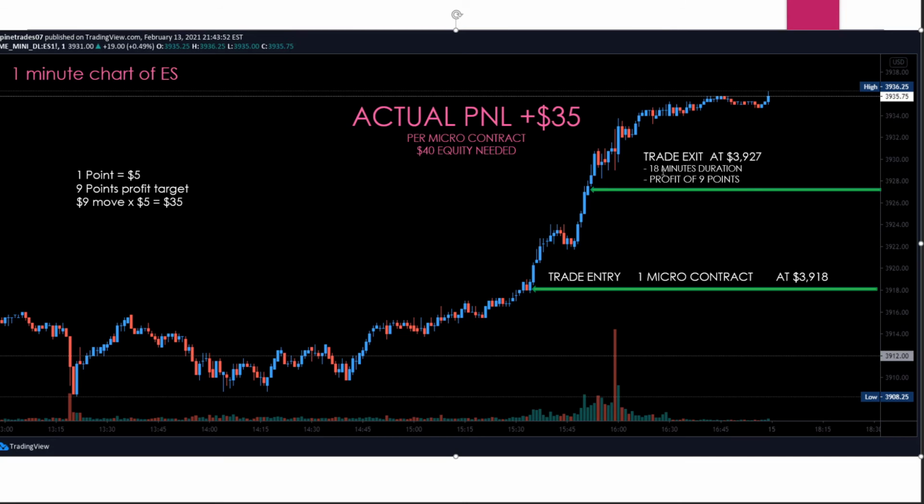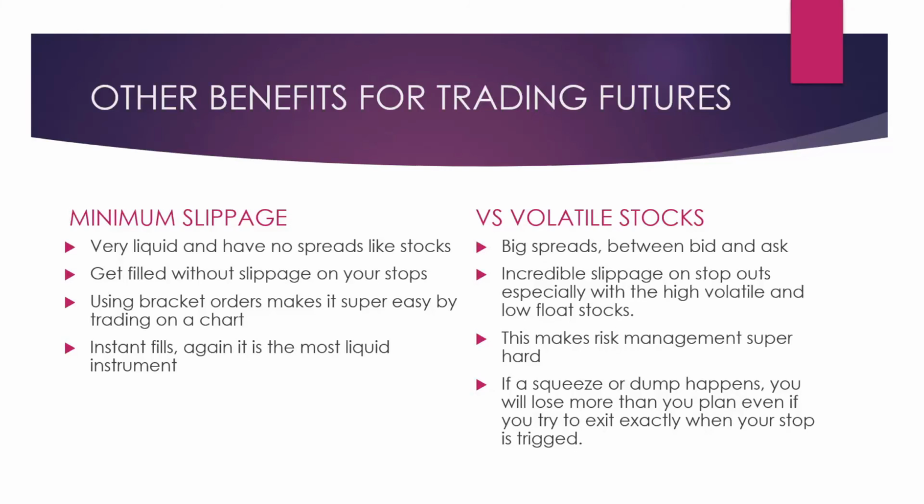So that is amazing. And as you can see, this is a very small portion of the overall range on that day. And this is not even the whole day. This is just the last couple hours of the day. So again, trading the futures is just amazing, and the ROI can be incredible.